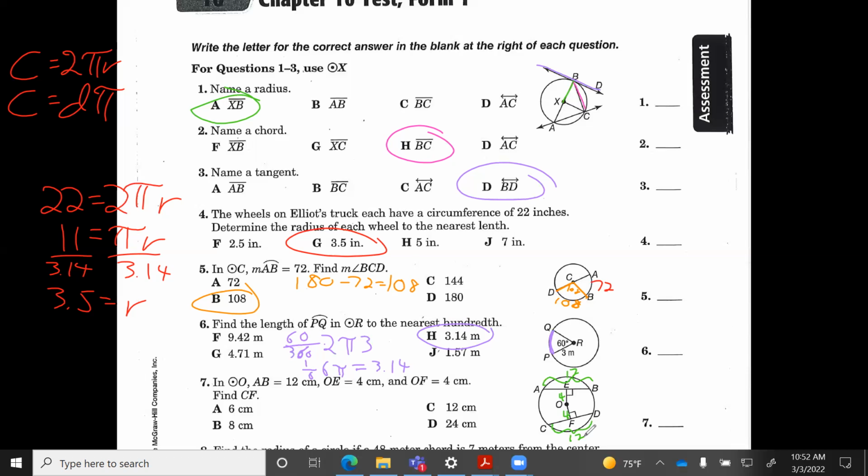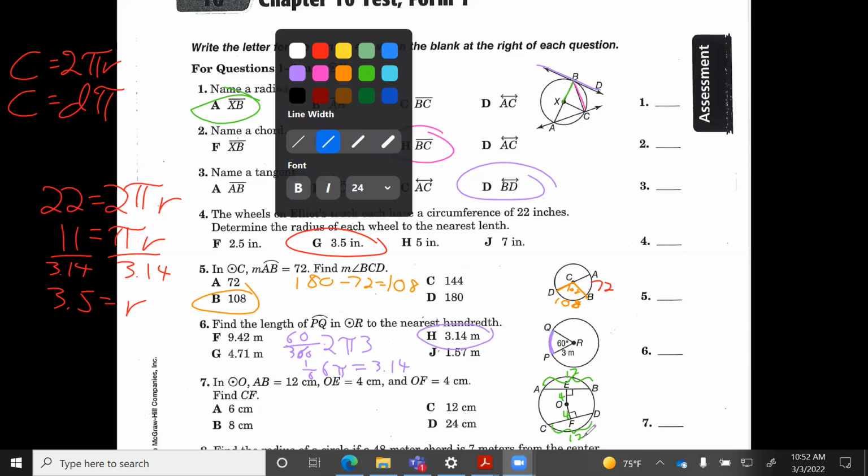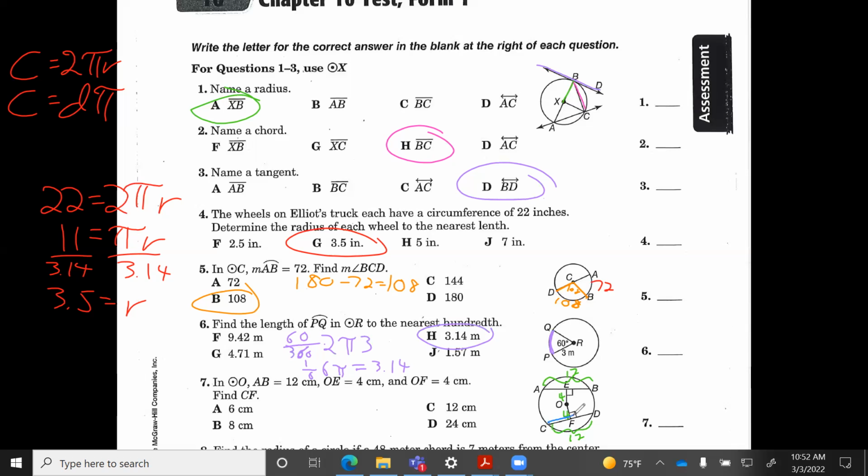Now, other thing that I should know, because they are asking me to solve for this piece here, CF, divide 12 by 2 because this line is perpendicular, meaning it's going to split this in half. That's one of our properties. So that piece, this has to be 6. Any questions there?